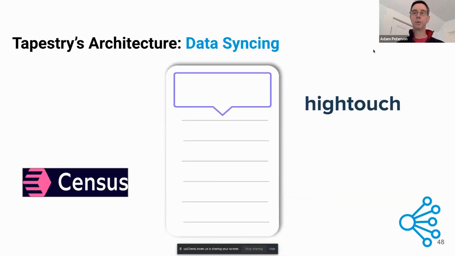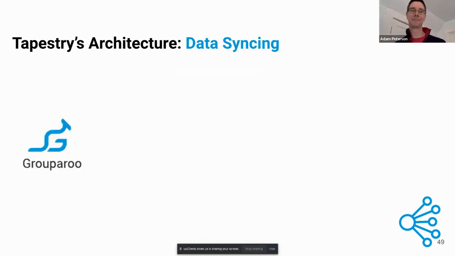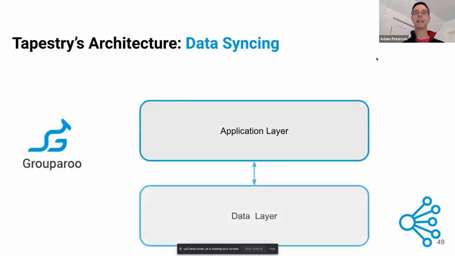While proprietary tools exist in the data syncing space, like Census and HighTouch, we opted to find one that was open source. Grouparoo is just such a tool, does everything that we need, and they have a kangaroo logo to boot, making them an easy pick. Grouparoo recommends deploying their web application stack with an application layer and a data layer. I'll talk about the application layer first.